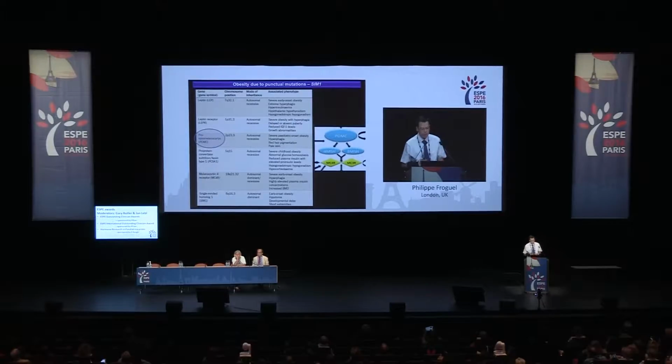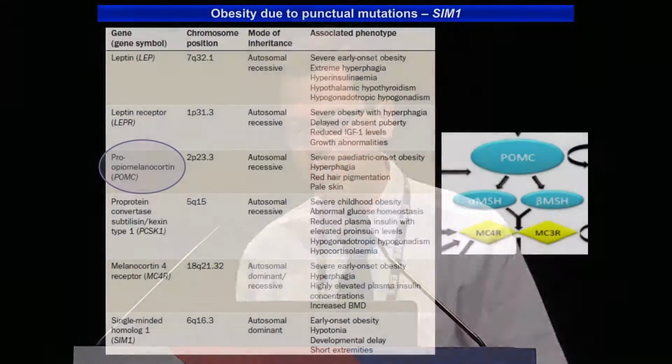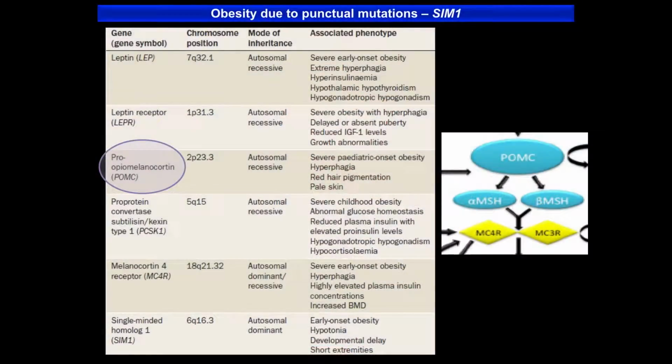POMC is quite an important thing. It was one of the first genes found by our chairman today. A long time ago, I was fascinated by the picture of the red hair pigmentation of the first patient she published in Nature, if I remember, or Nature Genetics, one of these important journals. It's quite important because POMC produces MSH. MSH binds the MC4 receptor. If you have a mutation in POMC, you cannot produce MSH.